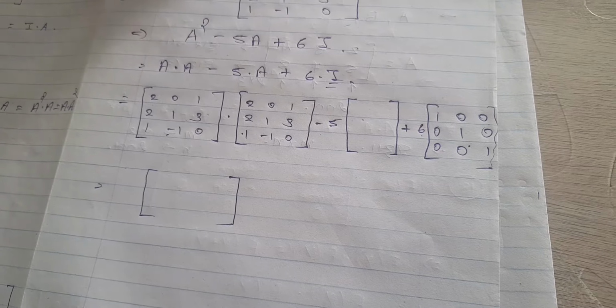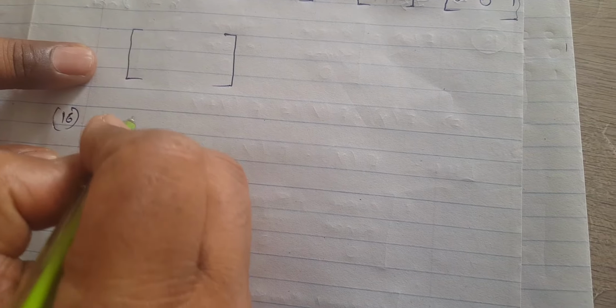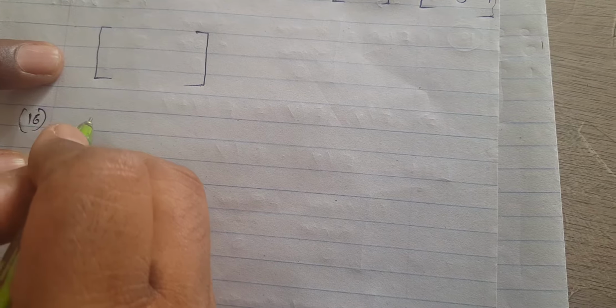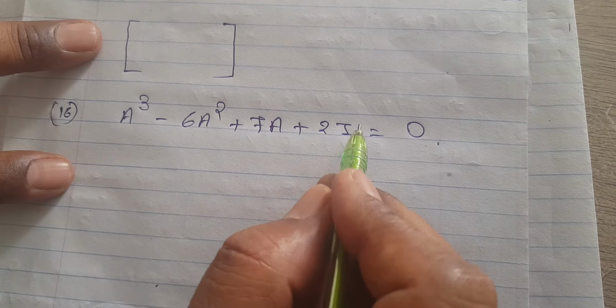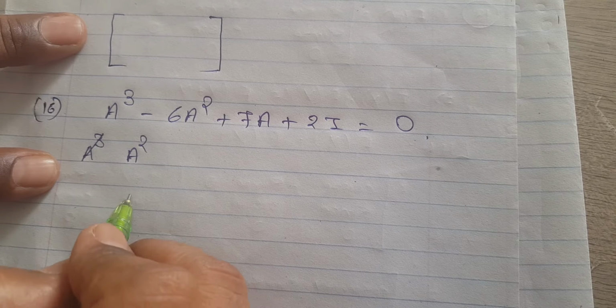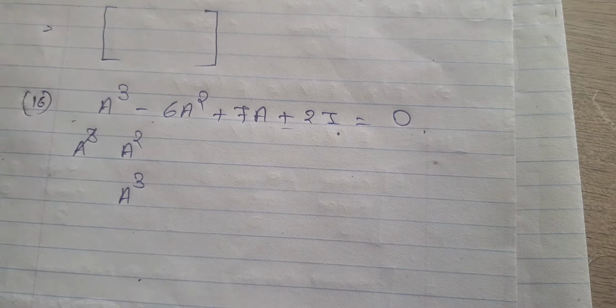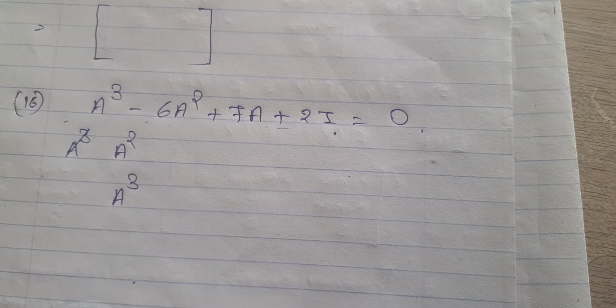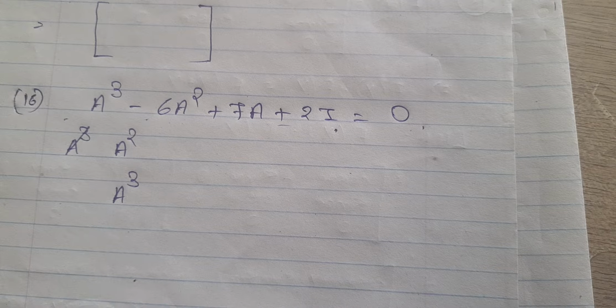The same thing is given in example number 16. In example number 16, you have to prove or verify that A cube minus 6A square plus 7A plus 2I equal to 0. So before taking the left hand side, first find out A square, then find out A cube, and keep all the matrices here in the left hand side, add up. So you will get the final answer, which will be what? 0 0 0, means 0 matrix you will get.